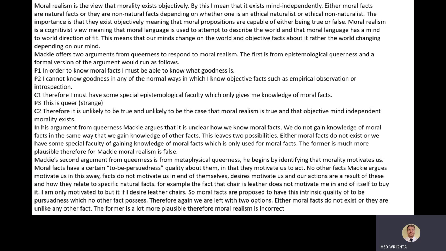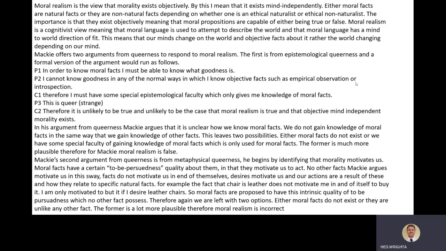In his argument from queerness, Mackie argued that it is unclear how we know moral facts. We do not gain knowledge of moral facts in the same way that we gain knowledge of other facts. This leaves 2 possibilities. Either moral facts do not exist, or we have some special faculty of gaining knowledge of moral facts, which is only used for moral facts. The former is much more plausible. Therefore, for Mackie, moral realism is false.